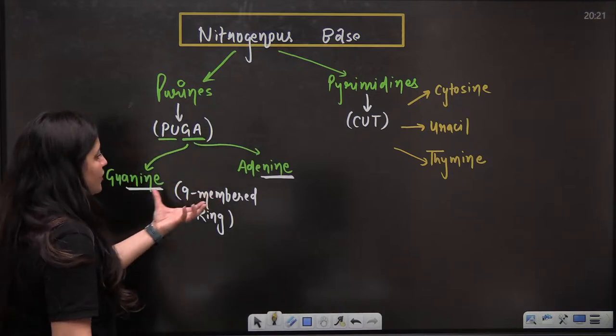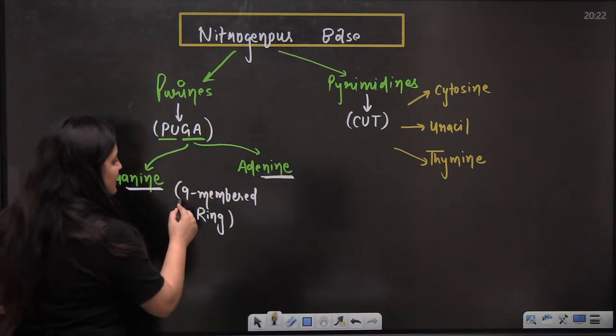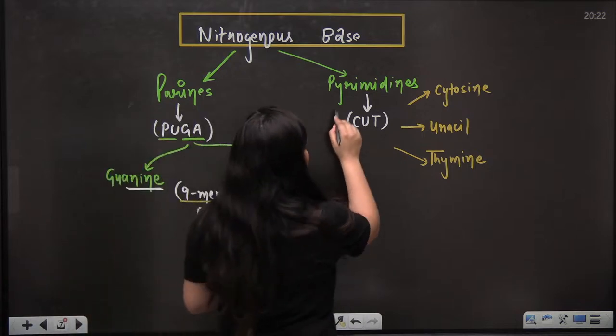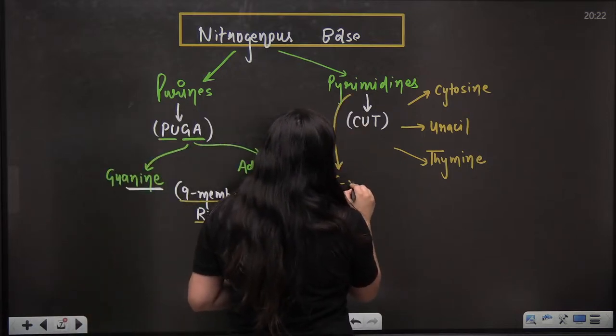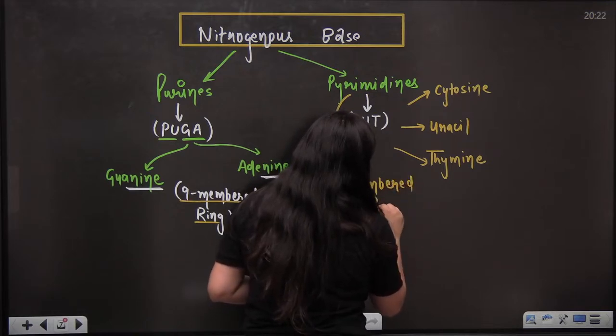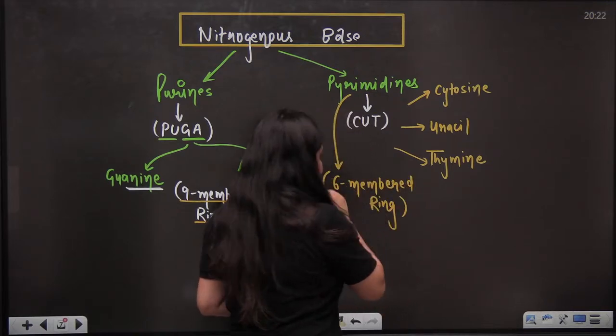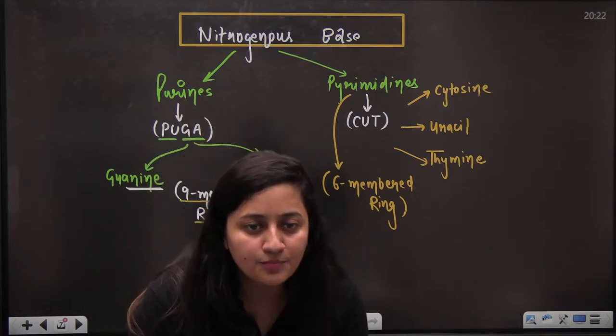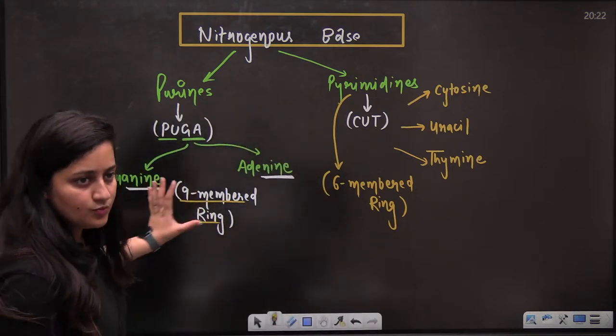Okay, so this is what you need to remember. If purines are 9 membered rings, then of course the pyrimidine here is going to be the 6 membered ring. This is what you need to remember.